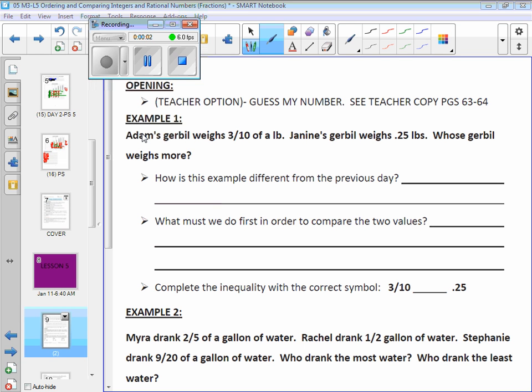So who knows? How is this different from what we've been doing? Check. Right, you have now mixed in decimals and fractions. Let's write that out.